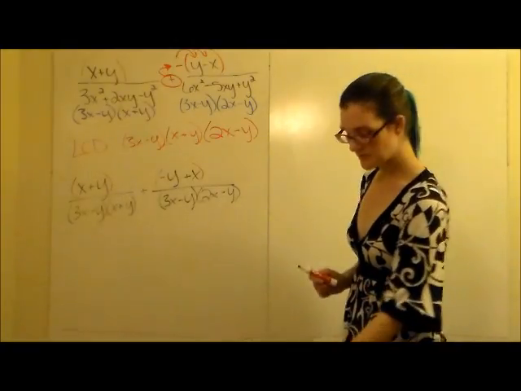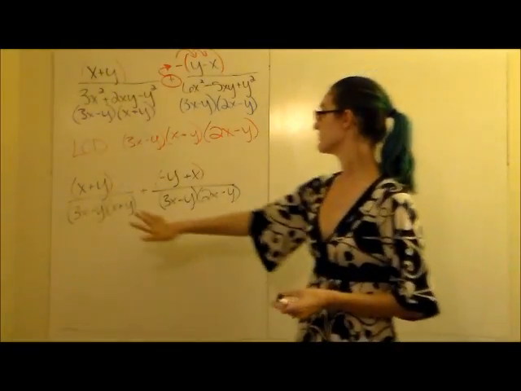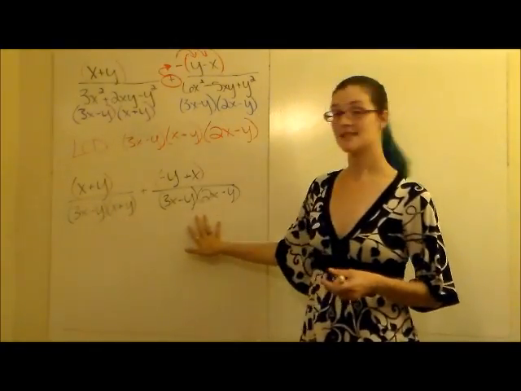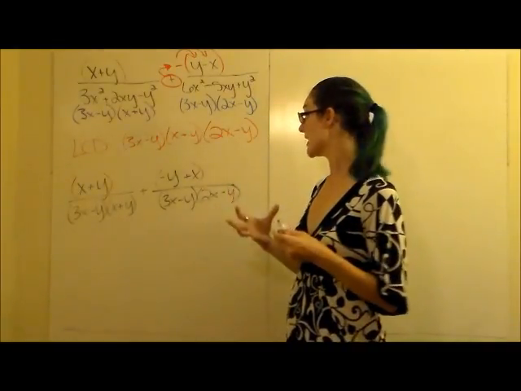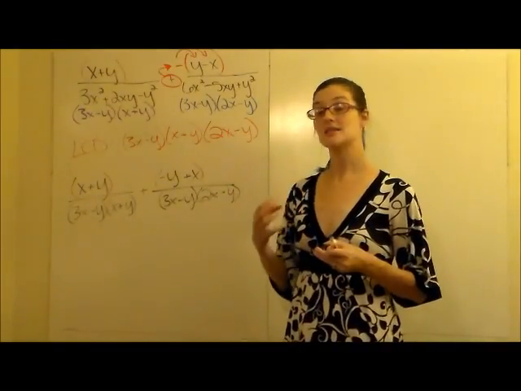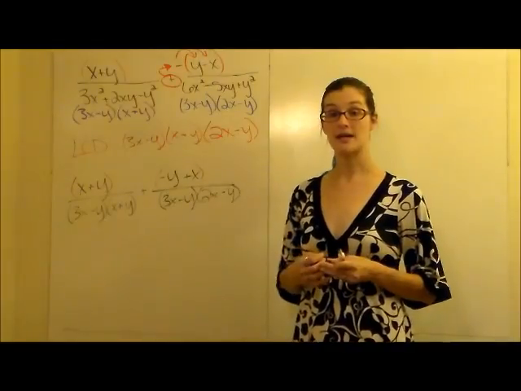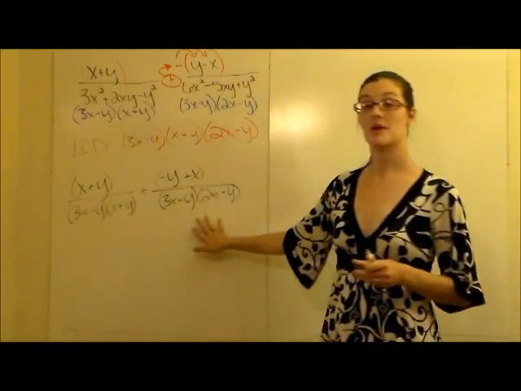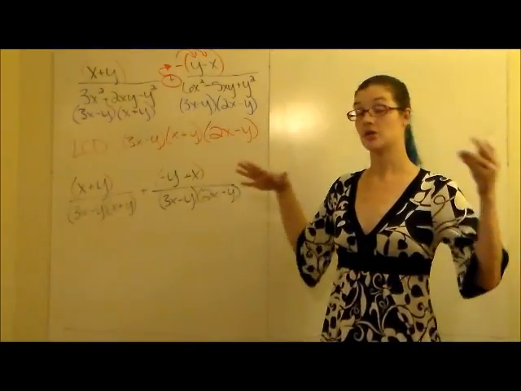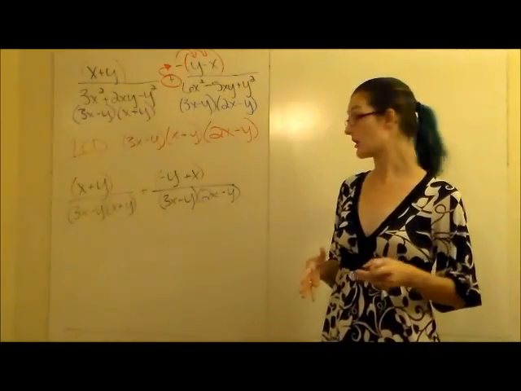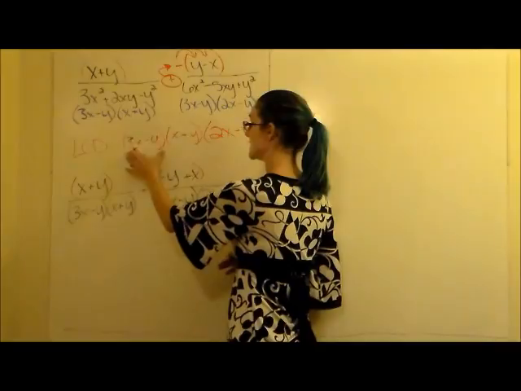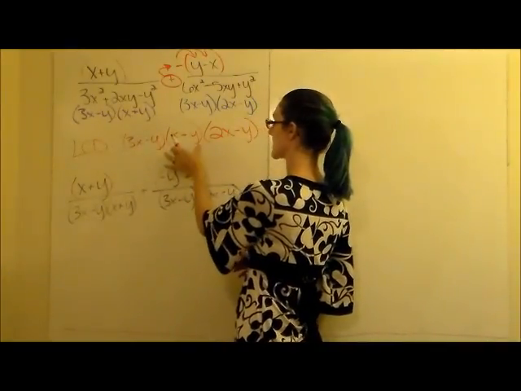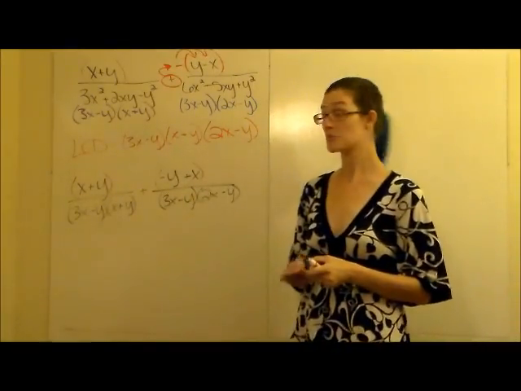So now I'm going to look at this first fraction. And I still cannot add these together because I can't combine fractions until the denominators are the same when I'm adding or subtracting. If you're adding or subtracting, those denominators must be equal. If they're not, you can't do anything until they are. So I'm going to look at my LCD. I have a 3x minus y, an x plus y, and a 2x minus y.